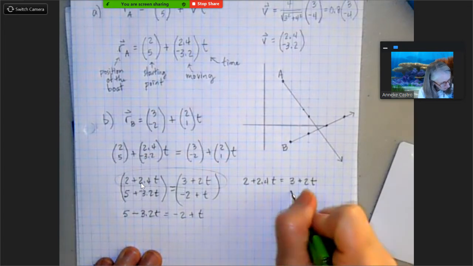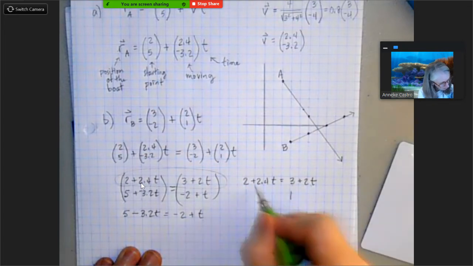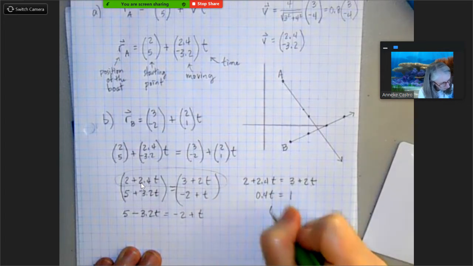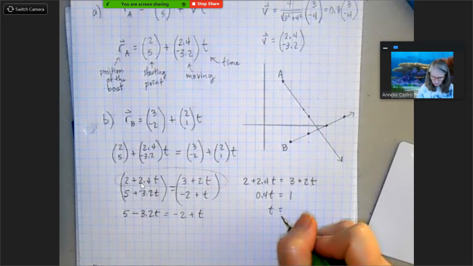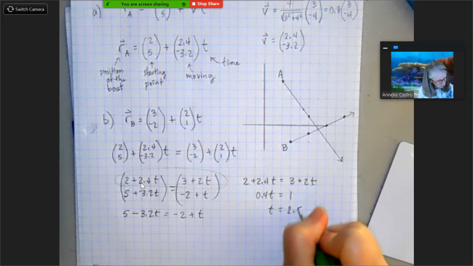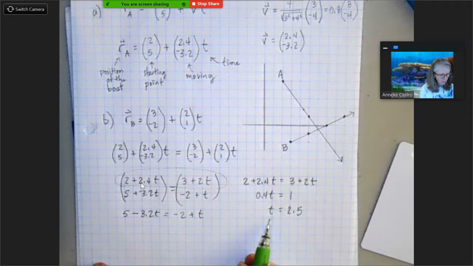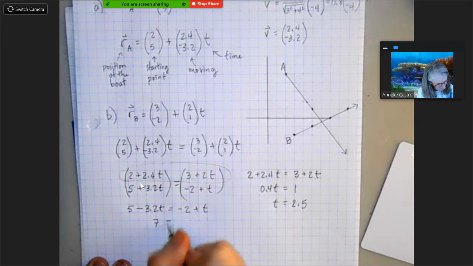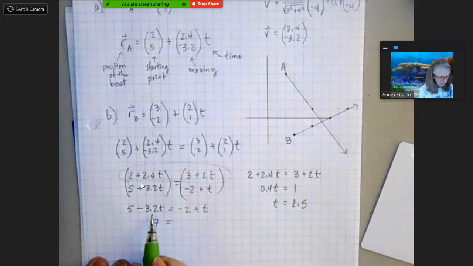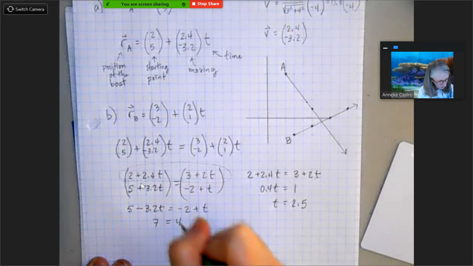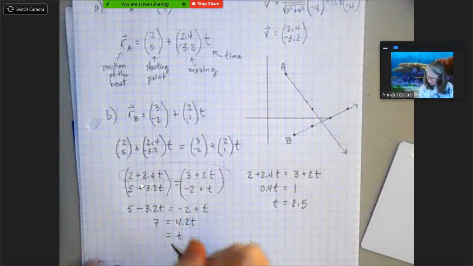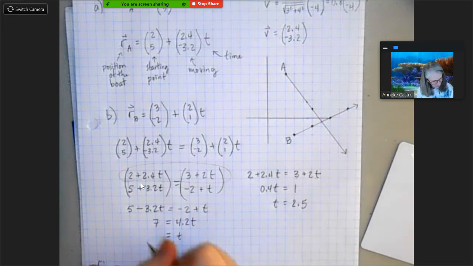Minus 2 from both sides, I get 1. Minus 2t from both sides, I get 0.4t is equal to 1. Divide both sides by 0.4, and I get 2.5. Okay, so at time 2.5, their x coordinates are going to be the same. And then if I do this one, add 2 to both sides, I get 7. Add 3.2t to both sides, I get 4.2t. Divide both sides by 4.2, and I get 1.67.